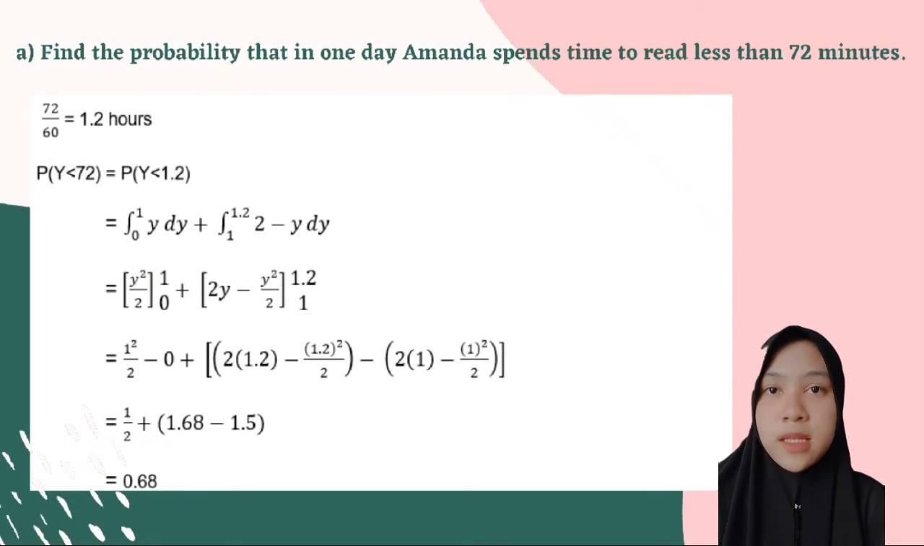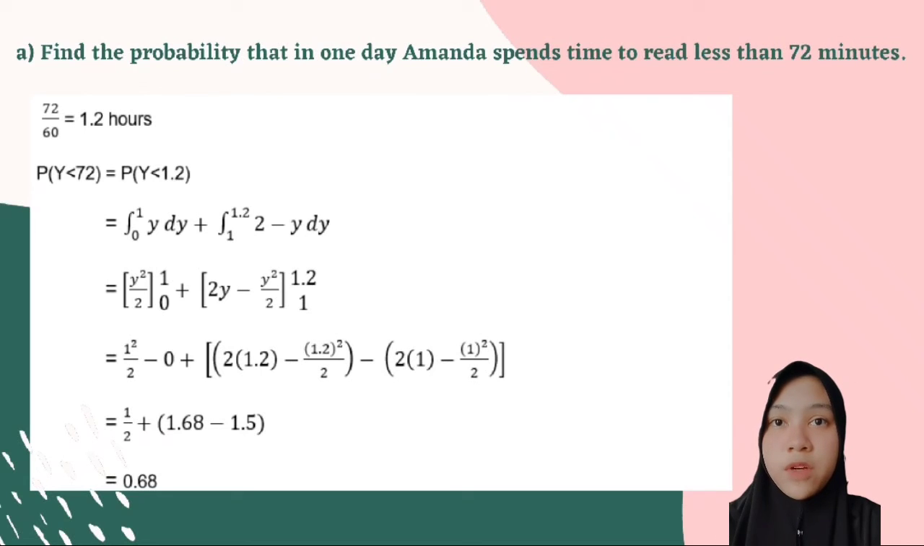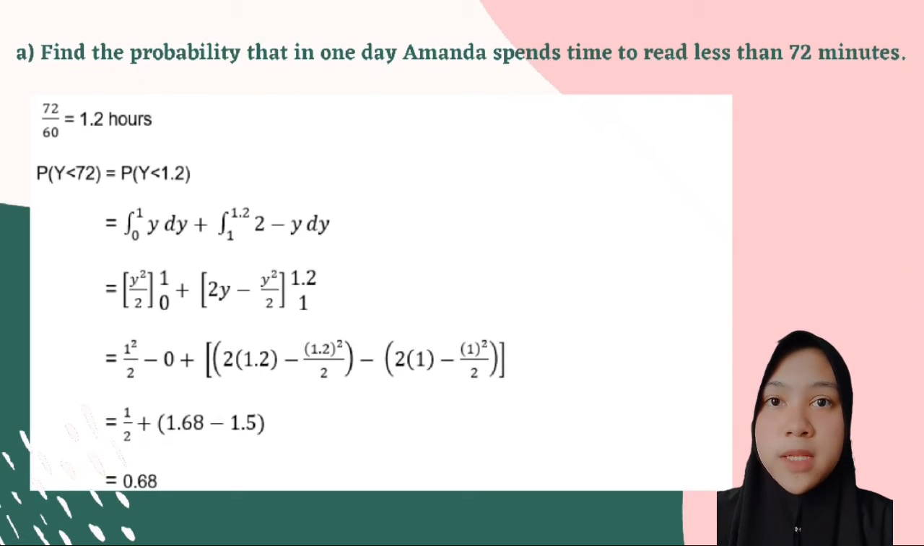72 divided by 60 equals 1.2 hours. Probability Y less than 72 equals probability Y less than 1.2, equal to the integral from 0 to 1 of y dy plus the integral from 1 to 1.2 of 2 minus y dy. After integrating, we will get y squared over 2 from 0 to 1 plus 2y minus y squared over 2 from 1 to 1.2. Substituting, we get 1 squared over 2 minus 0 plus 2 multiplied by 1.2 minus 1.2 squared over 2, minus 2 multiplied by 1 minus 1 squared over 2, equal to 1 over 2 plus 1.68 minus 1.5, and we will get the answer 0.68.